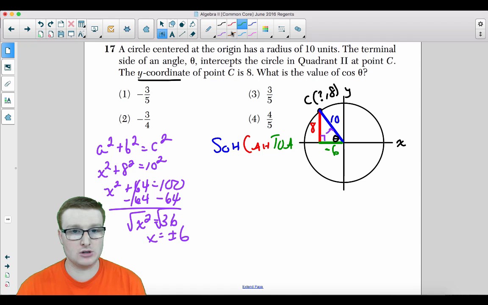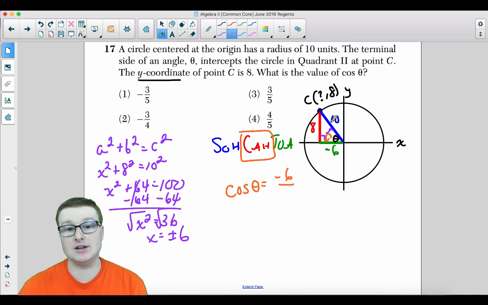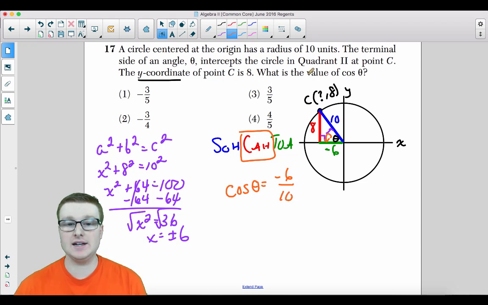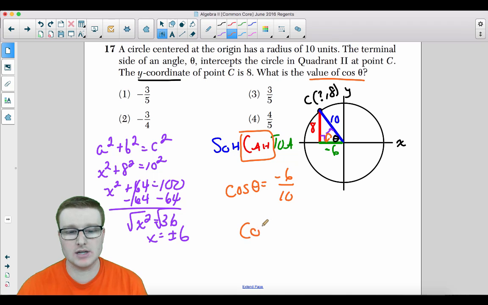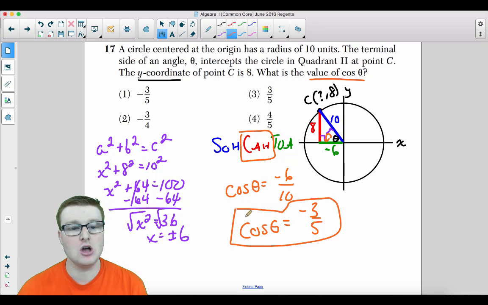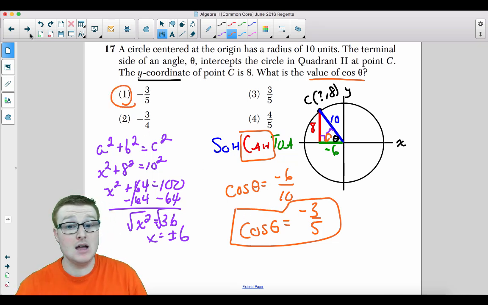So we're using CAH, so cosine. Okay? We're using cosine. So cosine of theta is equal to the adjacent side. Remember, adjacent means next to. And your hypotenuse is 10. So to find the value of cosine, we just found it. Cosine theta is negative 6/10, which could also be reduced to negative 3/5. Ladies and gentlemen, that is your answer. Your answer is choice 1 for that question.